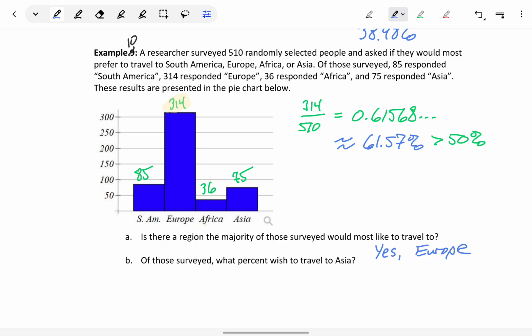Then we're asked, of those surveyed, what percent wish to travel to Asia? In this case, it was 75 people who responded Asia out of the 510. And this would give us approximately 14.71% of people.